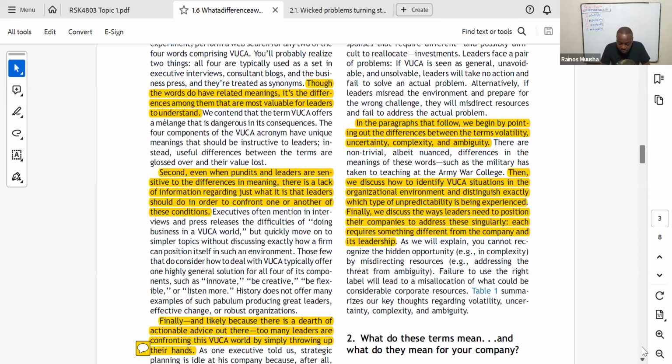Then on this paragraph, they say, then we discuss how to identify VUCA situations in the organizational environment and distinguish exactly which type of unpredictability is being experienced. And finally, we discuss the ways leaders need to position their companies to address these singularly. So each requires something different from the company and its leadership.